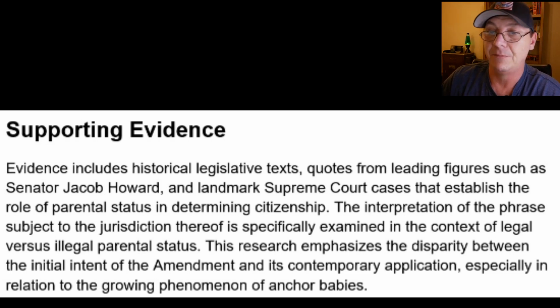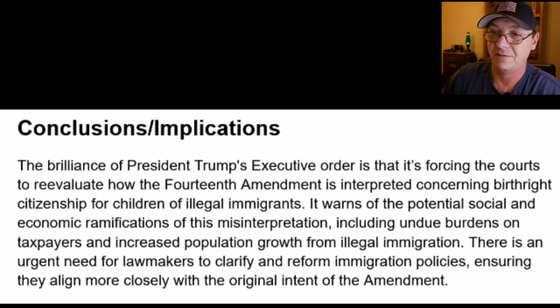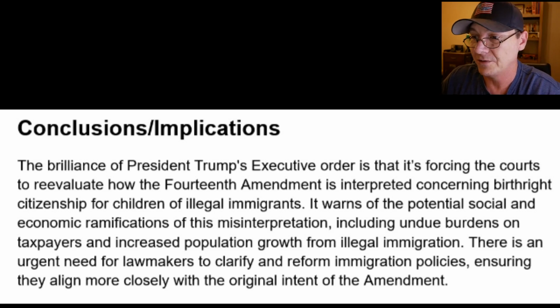So, conclusion and implications. The brilliance of President Trump's executive order is that it's forcing the courts to reevaluate how the 14th Amendment is interpreted concerning birthright citizenship for children of illegal immigrants. It warns of the potential social and economic ramifications of this misinterpretation, including undue burdens on the taxpayers and increased population growth from illegal immigration.